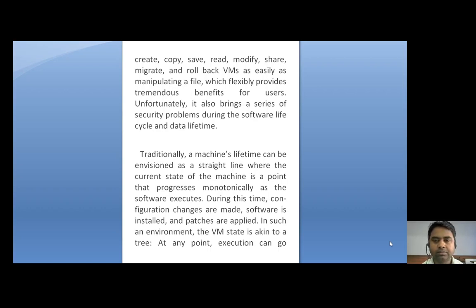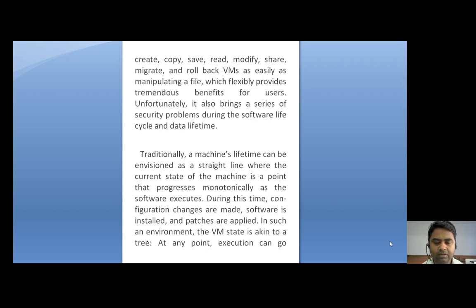Unfortunately, it also brings a series of security problems during the software life cycle and data lifetime. If we talk traditionally, a machine's lifetime can be envisioned as a straight line, where the current state of the machine is a point that progresses monotonically as the software executes. During this time, configuration changes are made, software is installed, and patches are applied.